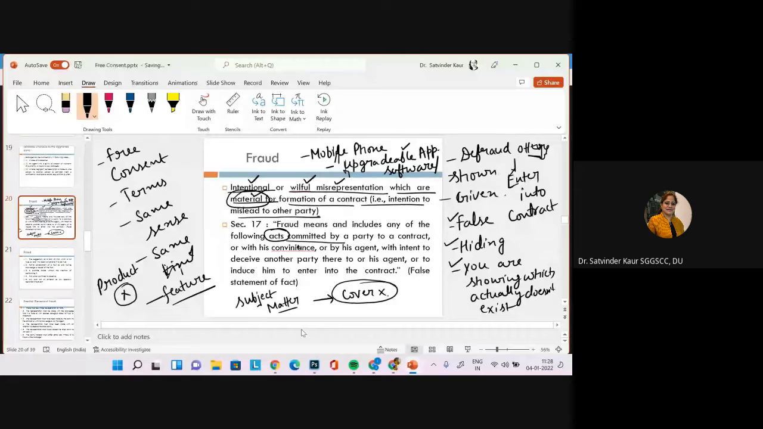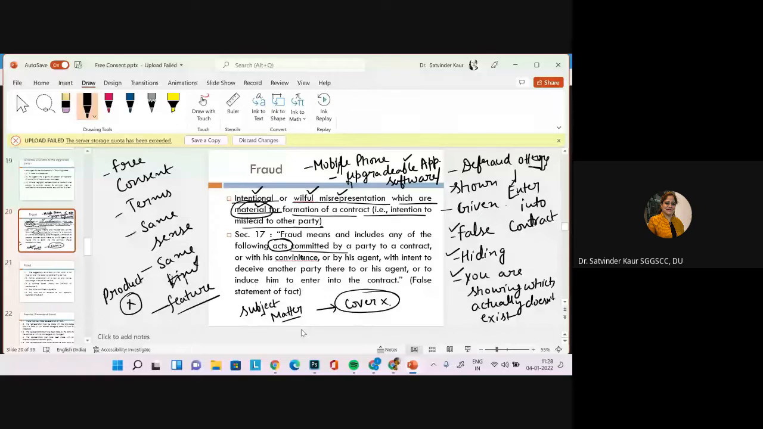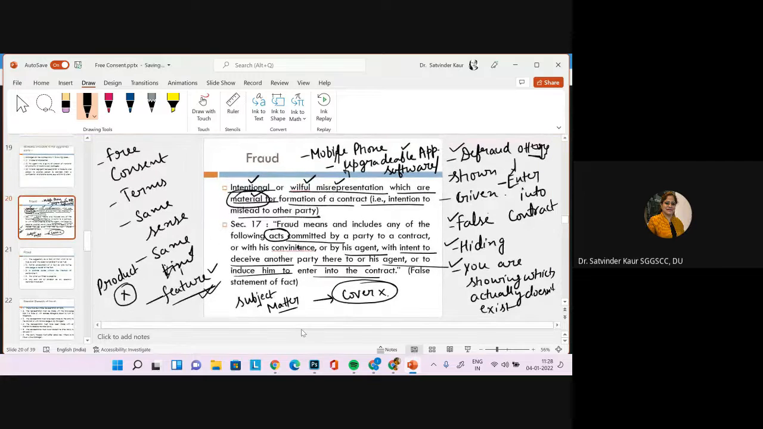So any such activity done to bring the other party into the contract, at his convenience, means the person is selling the product, he has explained the features and taken advantage of his position, or by his agent, the shopkeeper himself or the salesperson over there, with an intent to deceive the other party thereto or his agent to induce him to enter into the contract. So either you are making a false statement, hiding the fact, or showing something else, and with an intention to defraud the other, with an intention to enter into the contract, it is said fraud is being applied. Meaning of fraud is clear?